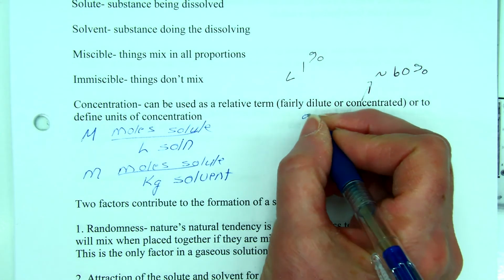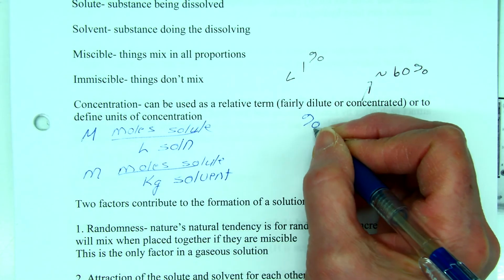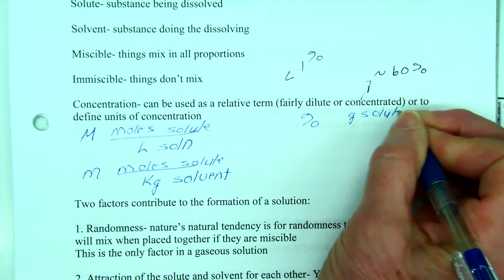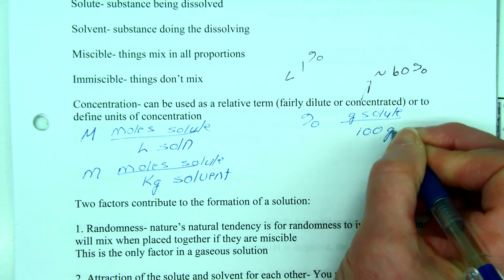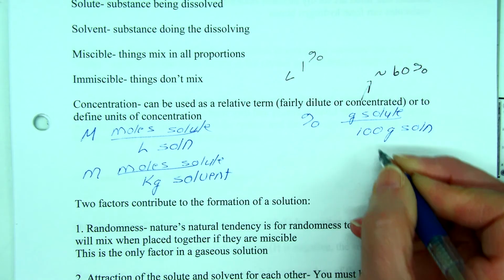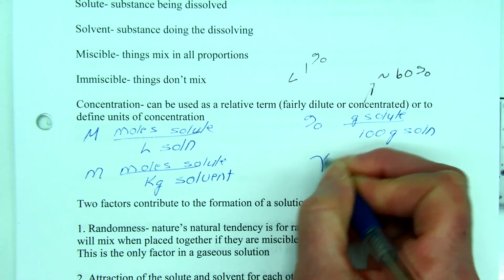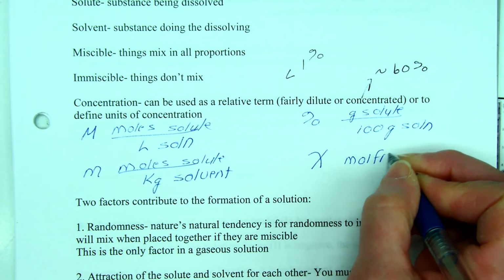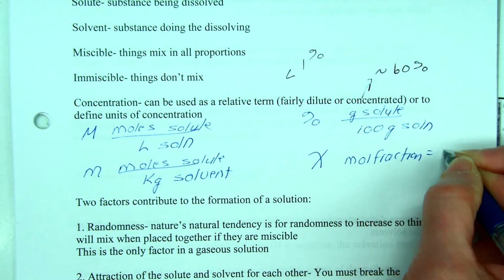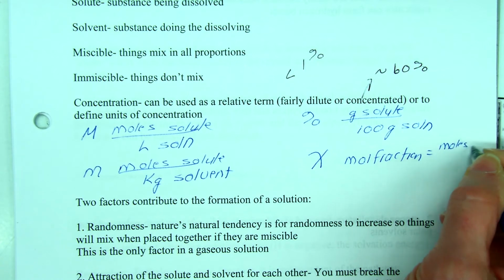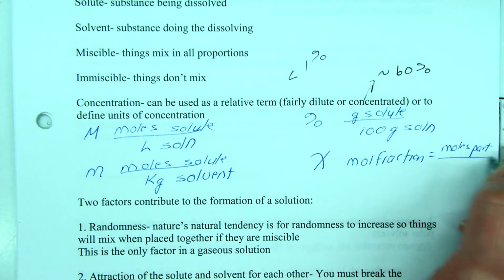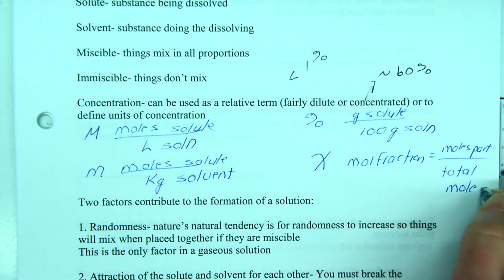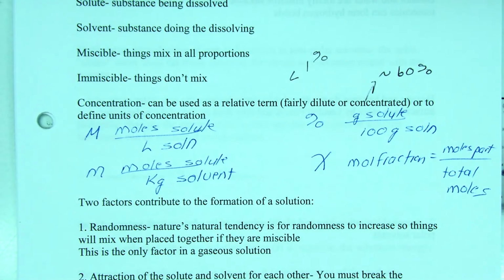We might talk about percent, and when we think of percent, it could be grams of solute per 100 grams of solution. That is percentage. We could have mole fraction. We use the uppercase letter X to represent the mole fraction, and that's equal to the moles of the part, whether it's the solute or the solvent, divided by the total moles of everything in the mixture. So there's lots of different concentration units that we can work on.